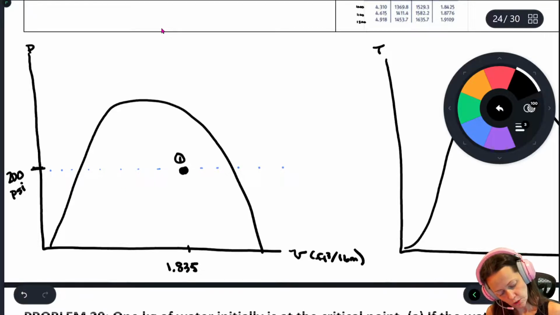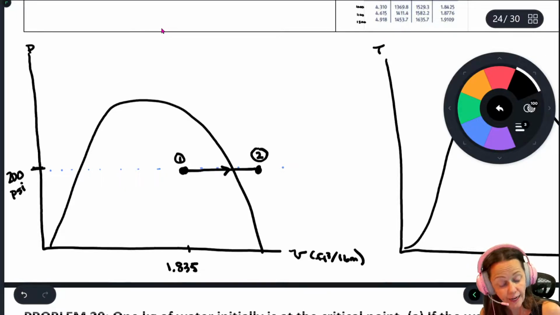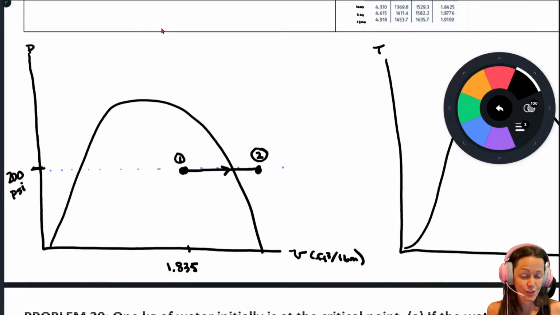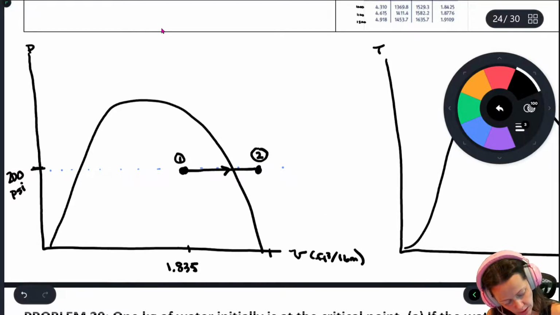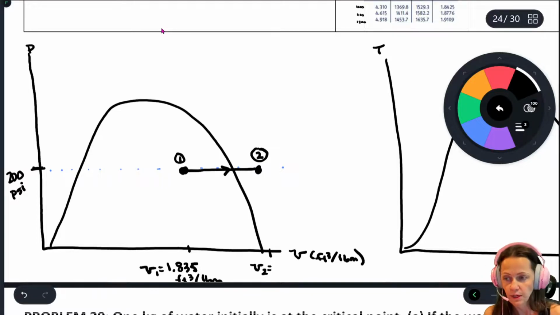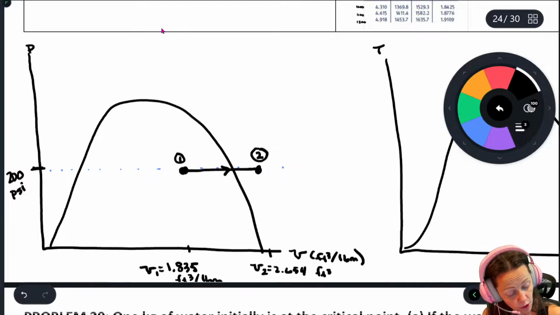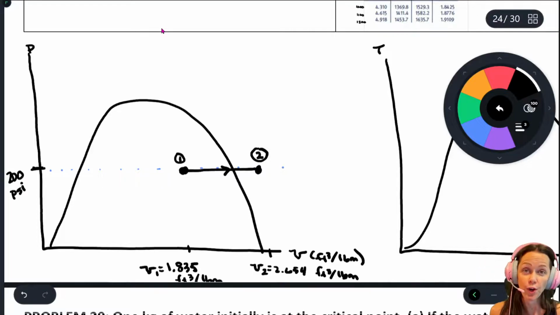Ooh, and I got to make sure that everything fits here. So here's state 2 because it's outside of that dome. And I know it is because, of course, it's superheated. So there's my V2, and V1 is here. I'll put feet cubed per pound mass. And then this one, 2 point something, 2.654, and that's feet cubed per pound mass. So we are all good there.